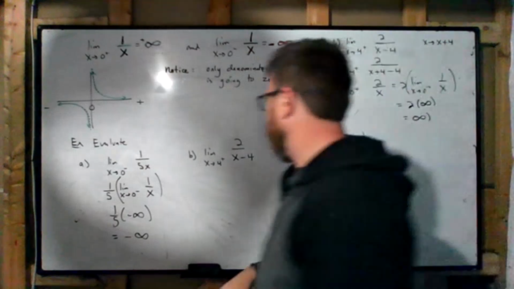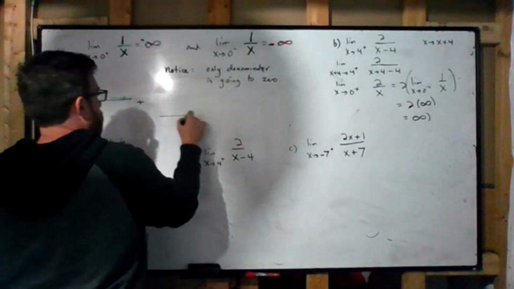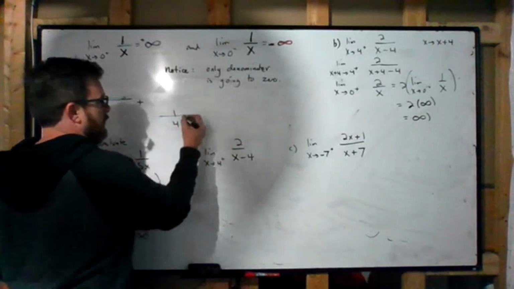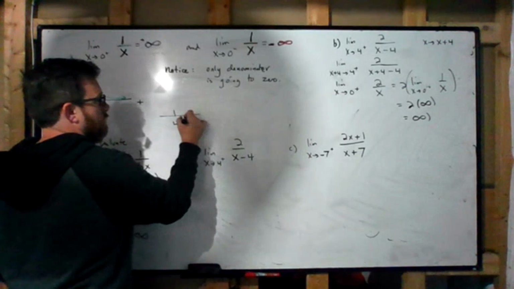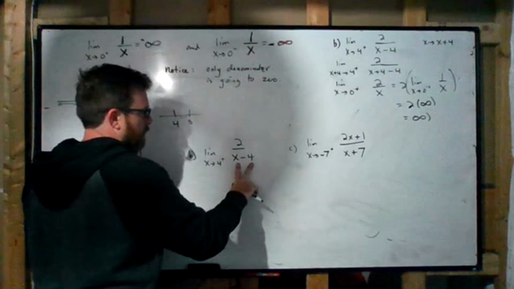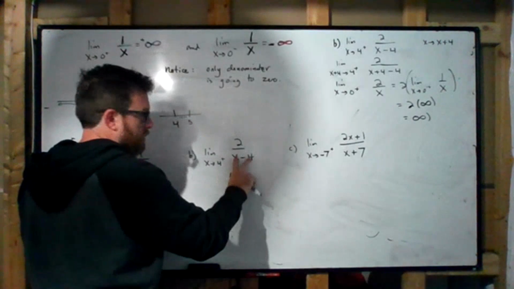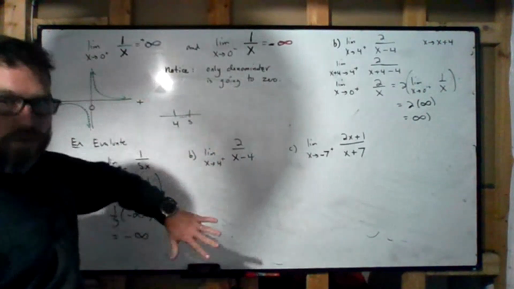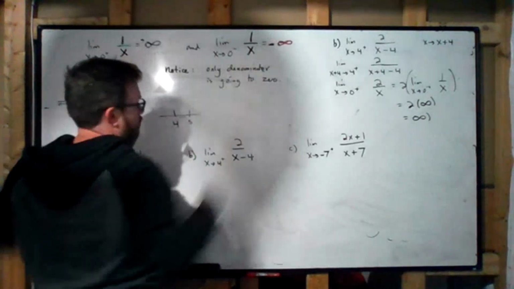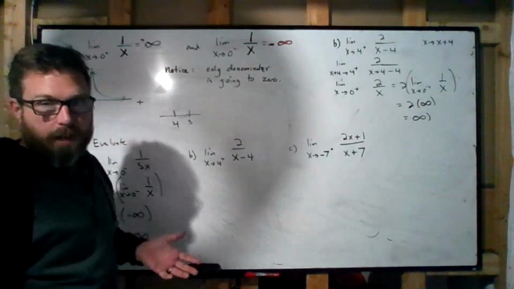Here's a quicker way. What I know is I'm going to 4, and I'm going to 4 from the positive side, so numbers like 5 and so on. If I plug in 4, the bottom is going to be 0 and the top is going to be 2. I'm going to get something over 0 where the top is not 0. So I'm going to be either infinity or negative infinity. I just need to know what the sign of the bottom is.